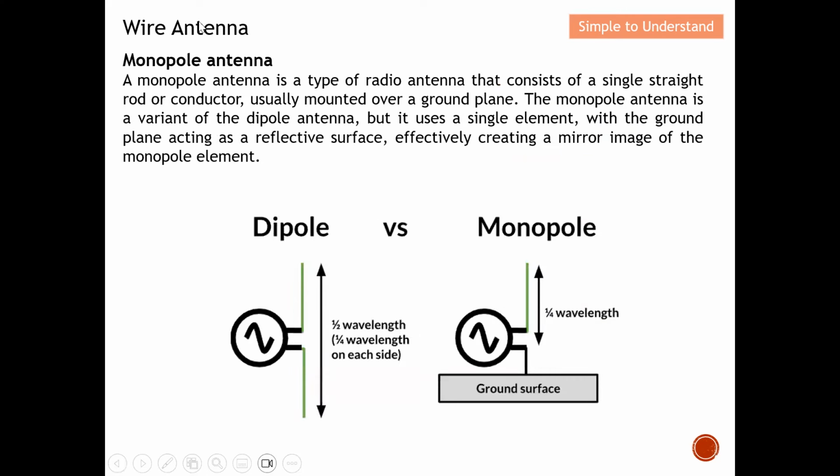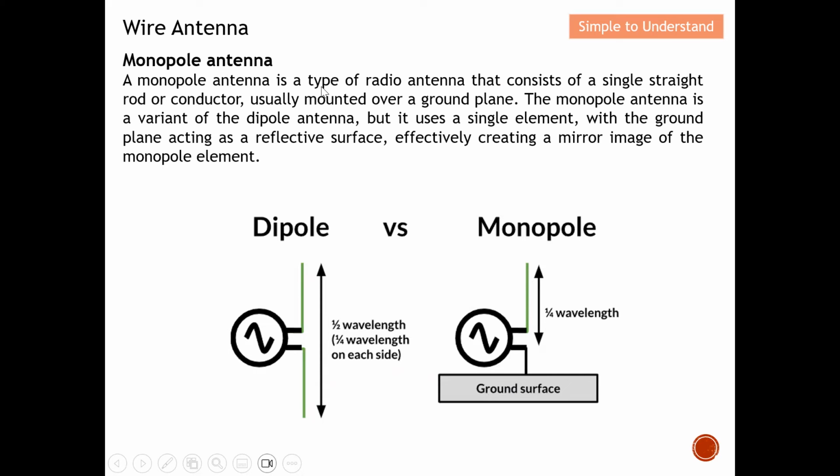Last but not least, let's quickly move on to the monopole antenna, which is also part of wire antennas. A monopole antenna is a type of radio antenna that consists of a straight rod or conductor, usually mounted over a ground plane. Over here you can see this diagram. Like what I always say, a picture says a million words. So this is a dipole antenna, as I mentioned earlier on, where the length is the so-called half wavelength. As for the monopole here, you can see that this will be a quarter wave, but the other side is grounded to a ground. So this is what it means.